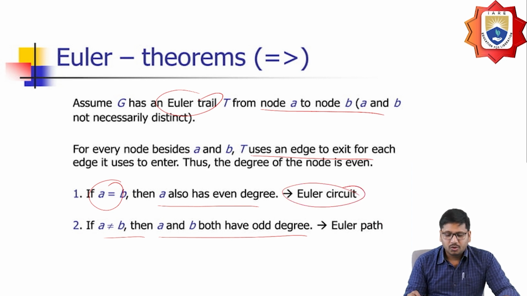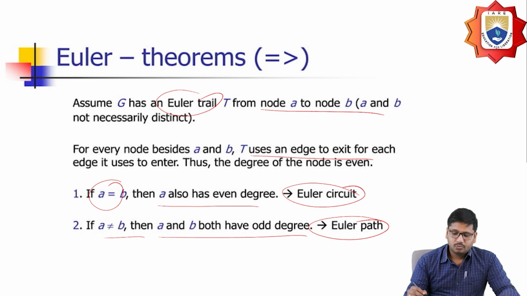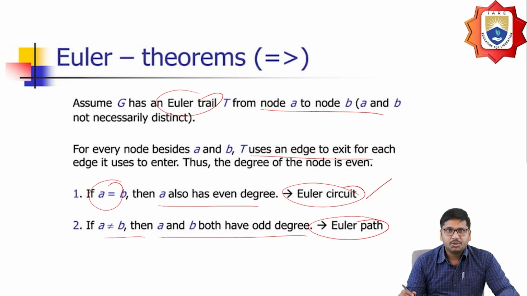So this one is what we call an Euler circuit, and with odd degree what we're going to have is an Euler path. Okay, so if A and B are equal, then A is going to have even degree, and that is what we call an Euler circuit. If A is not equal to B, then A and B both have odd degree, and that is what we call an Euler path.